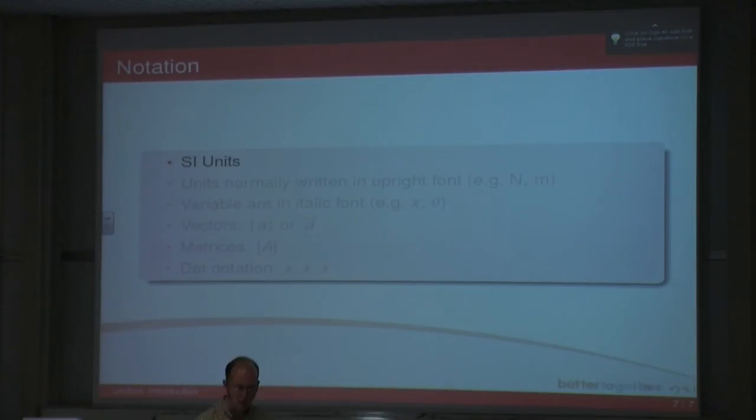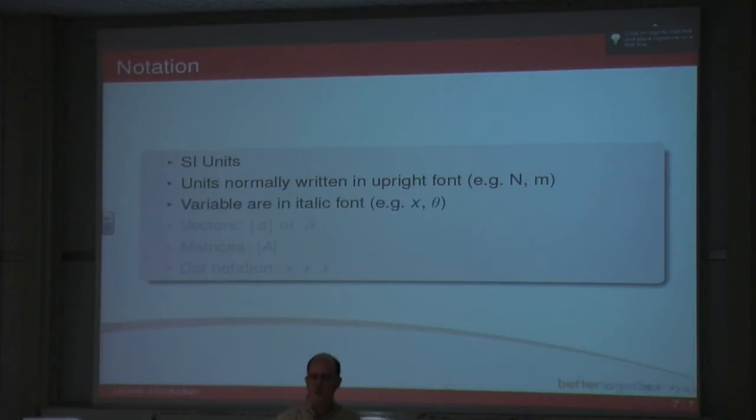Conventions, obviously, we'll use SI units. If I'm talking about units like newtons or meters or kilograms, that's generally written in the upright font. Whereas variables are normally in italics, so x and theta here. Vectors are either with curly braces or with an arrow over the top. More likely than not, it'll be with curly braces. And then matrices are with square brackets.